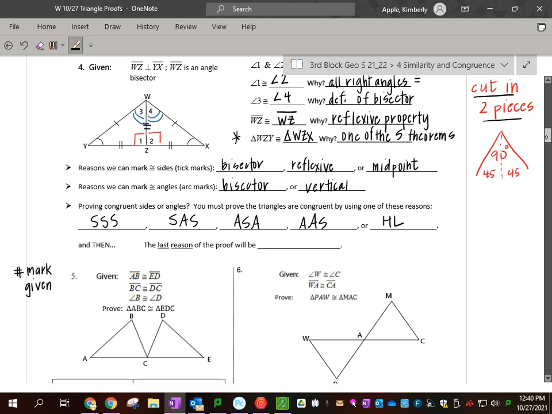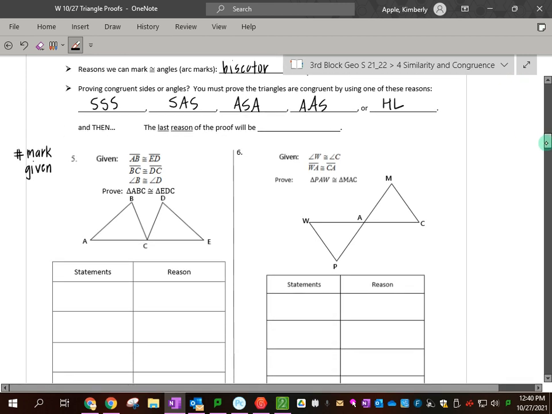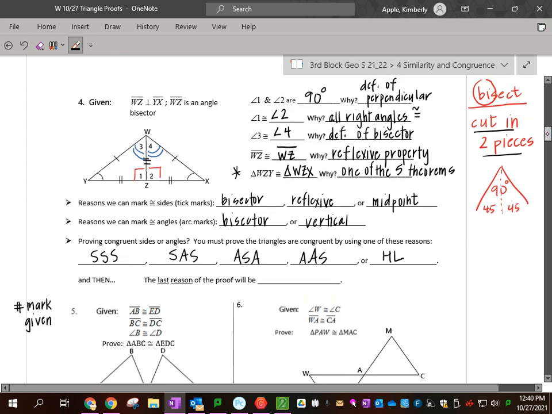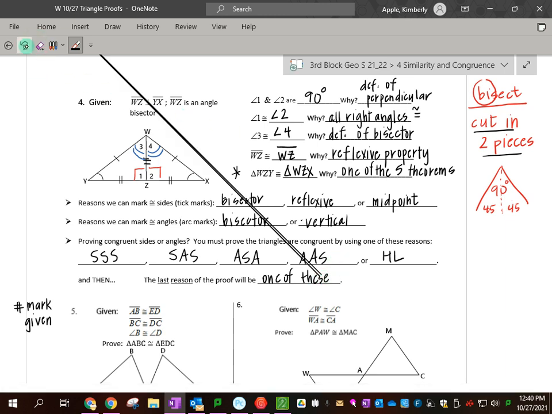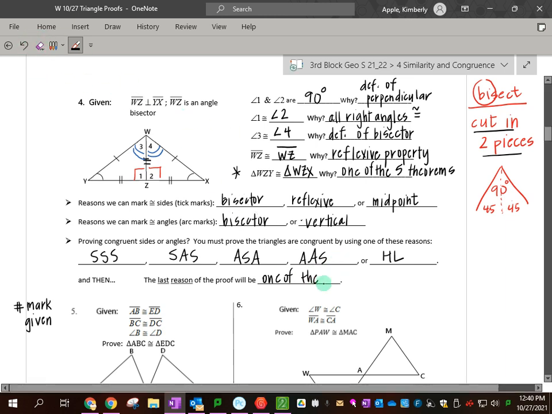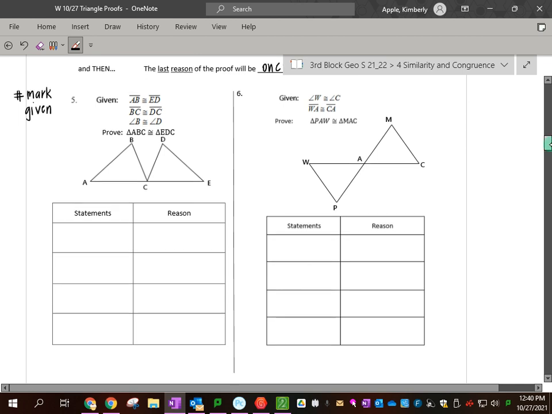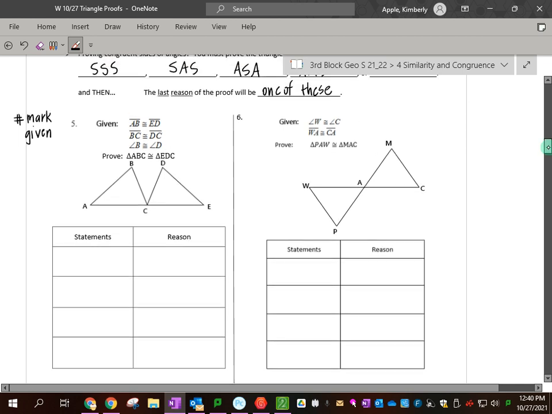Bisector, reflexive property, or midpoint. And bisector or midpoint. All right. Put the last reason. The last reason of the proof will be one of these. I didn't know what you were talking about. I was like, what do you mean the last reason? And then when you started reading like the bisector, I was like, what is she doing? They're just keeping you straight. They're paying attention. That's good. The last reason will be one of those reasons, okay?